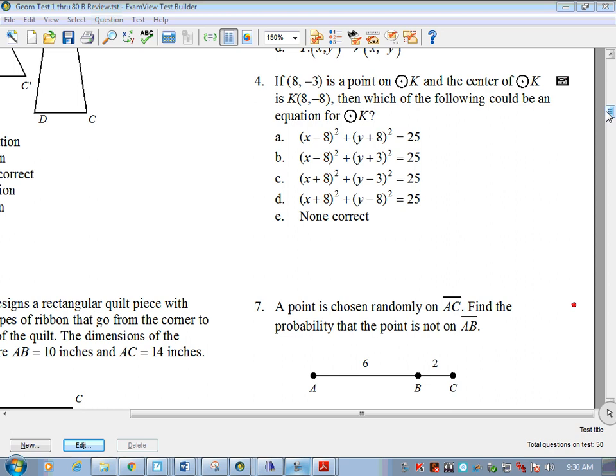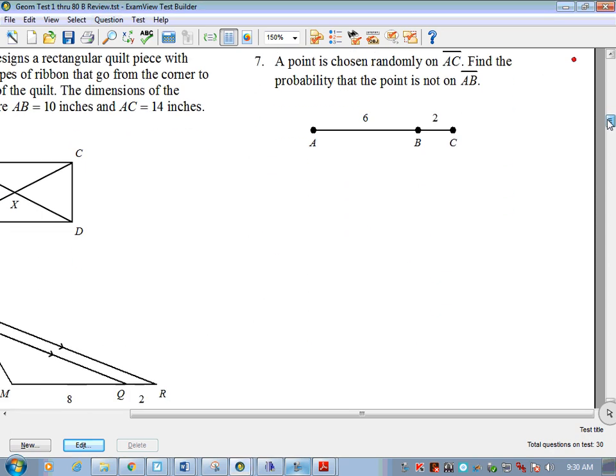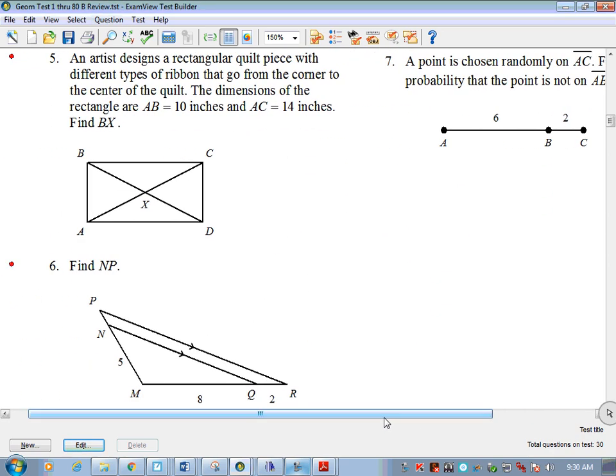All right, let's come down to number 5. An artist designs a rectangular quilt piece with different types of ribbon that go from the corner to the center of the quilt. The dimensions of the rectangle are AB equals 10. At this point, it's really just a matter of drawing this picture on your paper and filling in some of the information. AB is 10. AC, that is this guy right here, is 14. Okay? Find BX. We want to find this red thing right here.